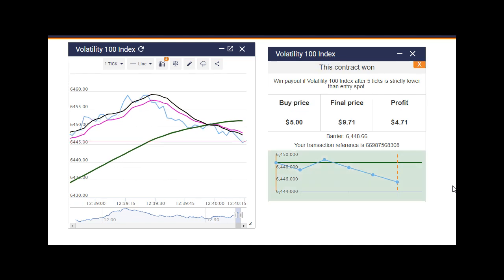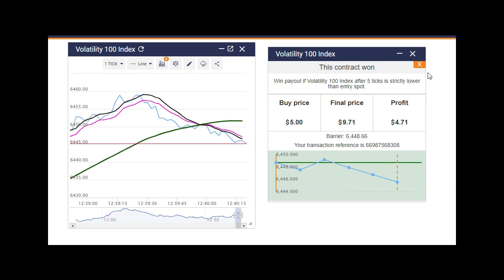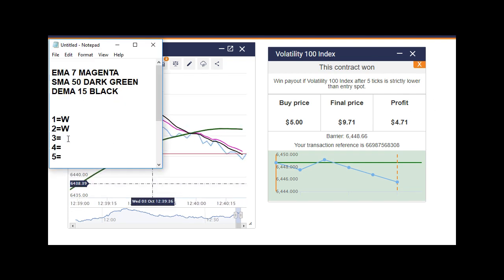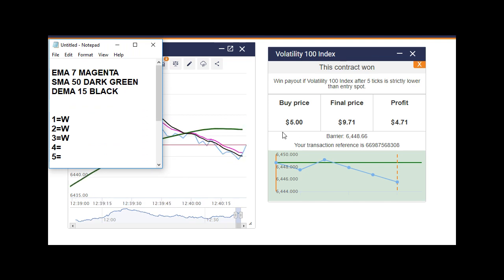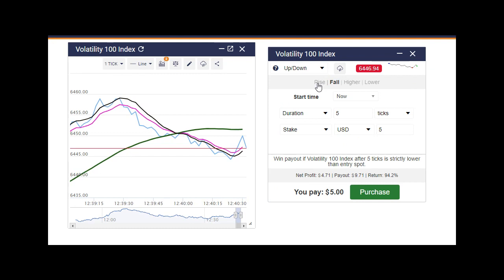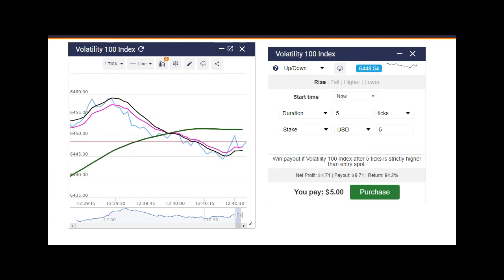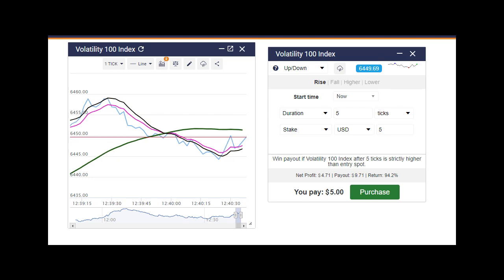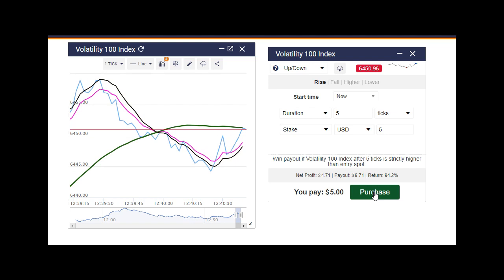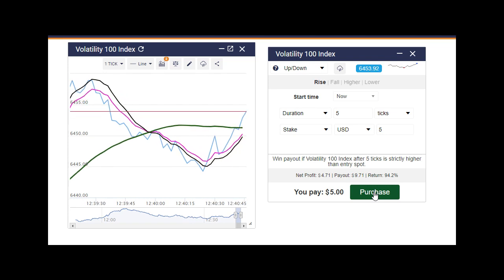This is the third win consecutively. Nothing is hidden. Simple. Then I change this to rise, and I await the fourth trade.